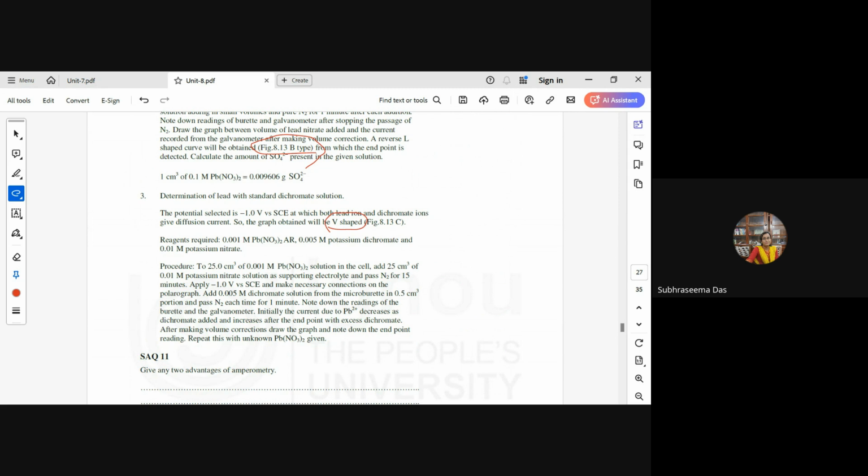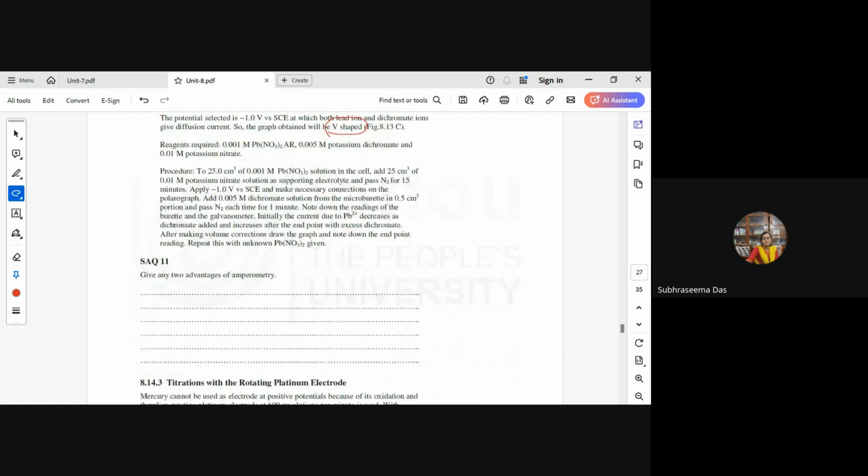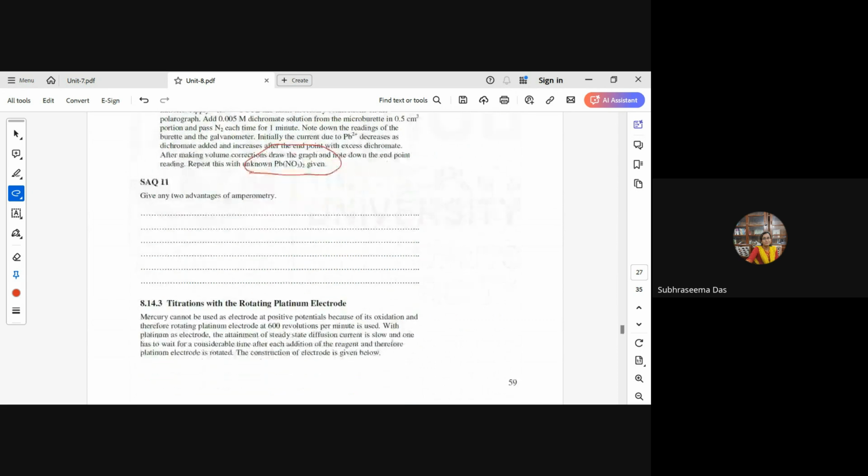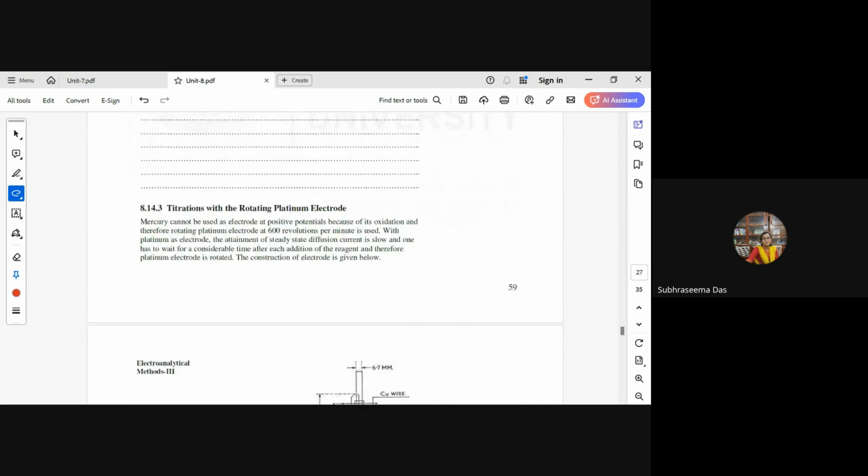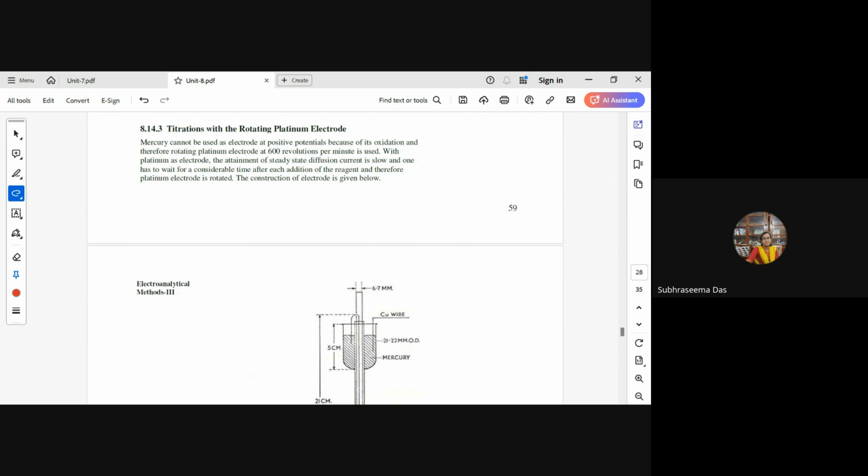Now, making the volume corrections and shown as the graph is shown in figure 8.13d, we can find out the unknown concentration of lead nitrate that is supplied to us.